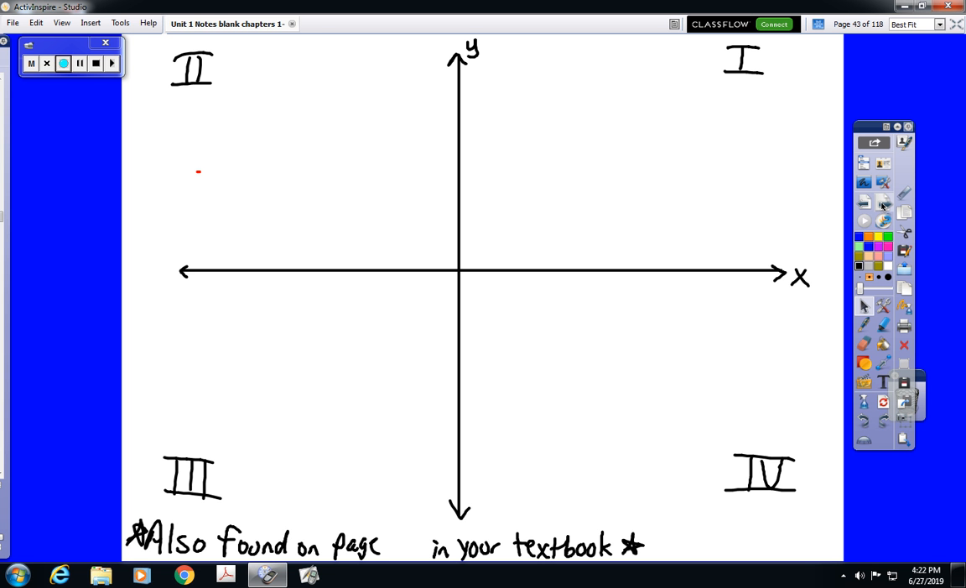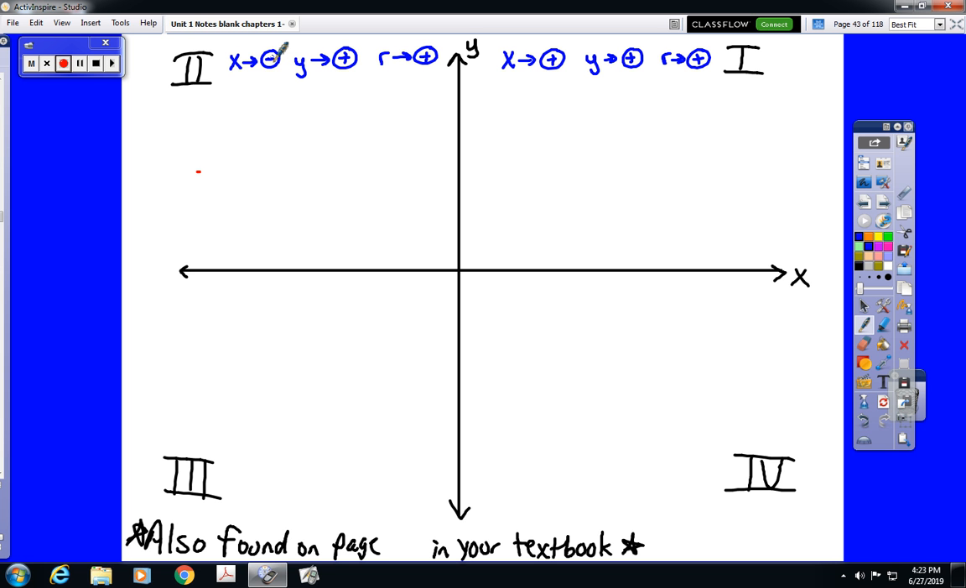Okay, so what we need to keep in mind is that we already know that in quadrant 1, x is positive, y is positive, and r is positive. In quadrant 2, we know that x is negative, y is positive, and r is positive. And I know that kind of looks like a theta, so let me clean that up a little bit. Make it cleaner, okay? X is negative, y is positive, and r is positive.